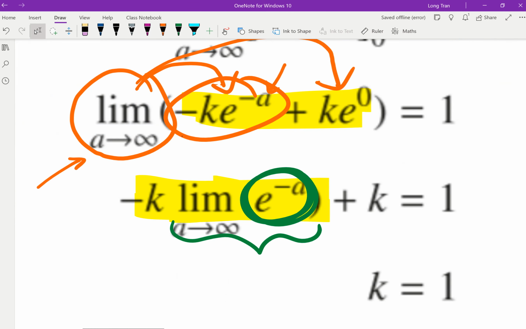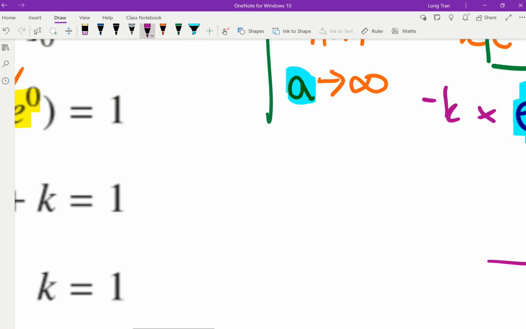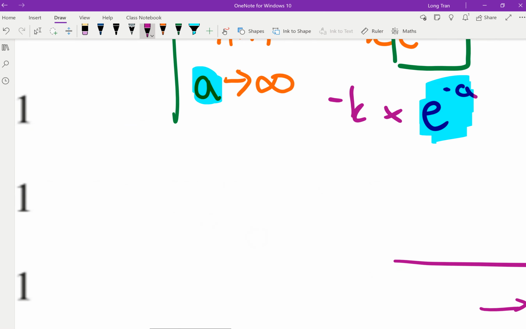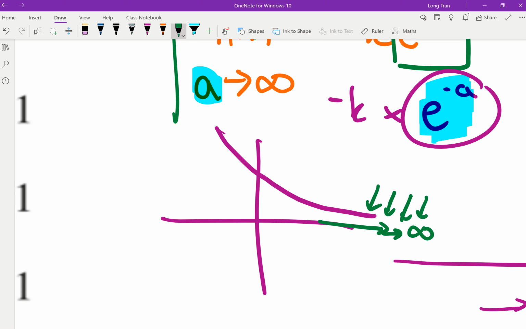But they wrote it in a nice way where they're just simply saying negative k is a constant, limit of a approaches infinity. It really just means, what if a becomes infinitely large? What happens to this function? What does it tend to? Now, based on our drawing just now, or you can even just sketch this graph here, e to the negative a should be a graph that goes like this. It means that if a approaches infinity, so if a gets larger and larger, we can see that the graph gets smaller and smaller and smaller, which approaches 0.